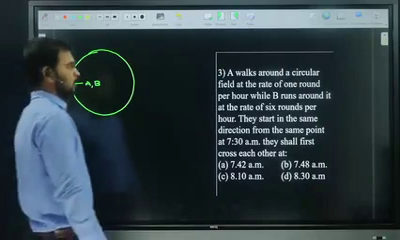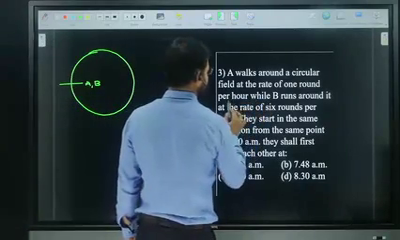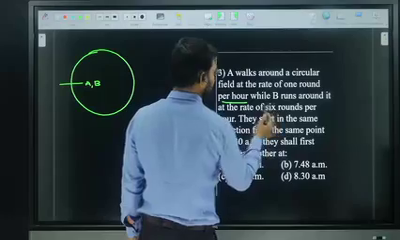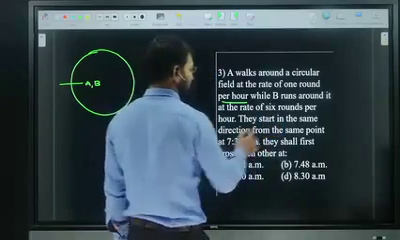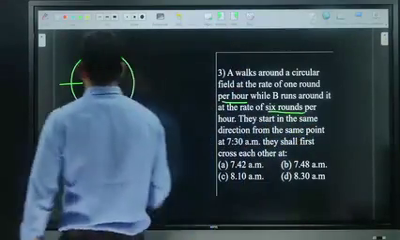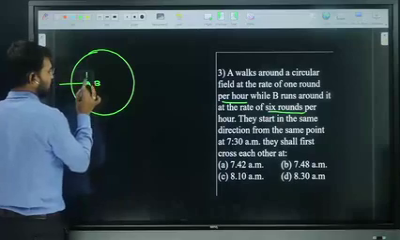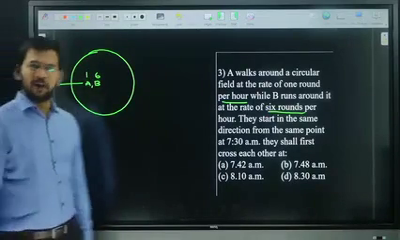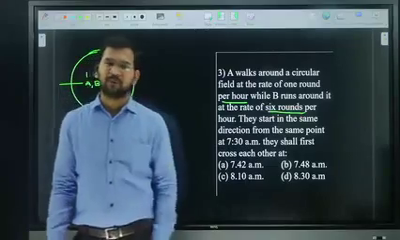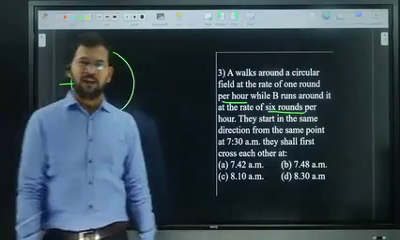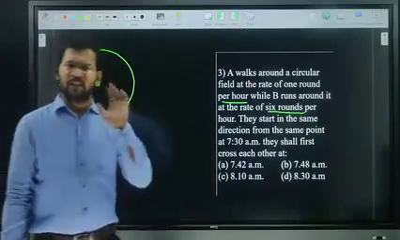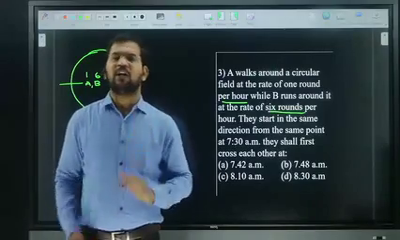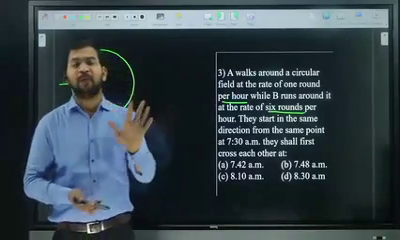Okay, Amma. So, at the rate of 1 round per hour, B runs at the rate of 6 rounds per hour. A's speed is 1 round per hour, B's speed is 6 rounds per hour. There is nothing but what, Amma? In 1 hour, A completes 1 round, B completes 6 rounds.